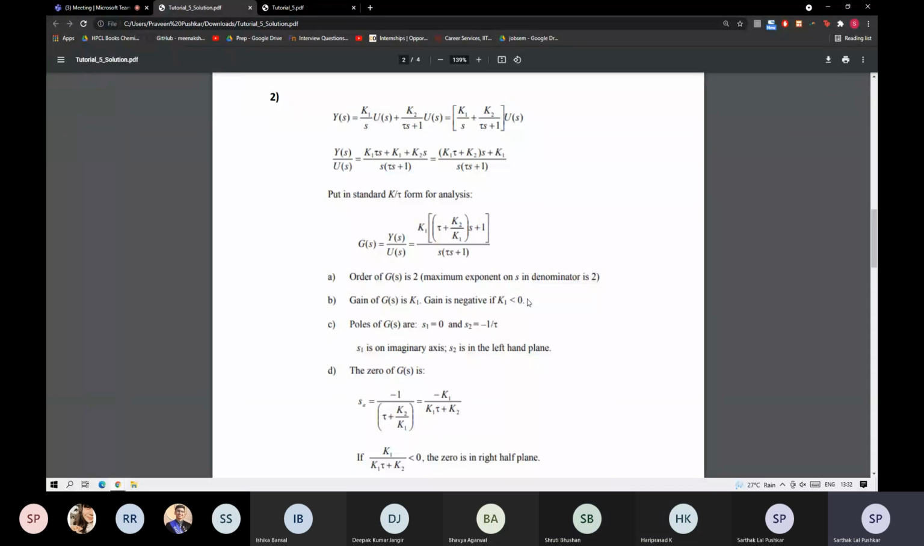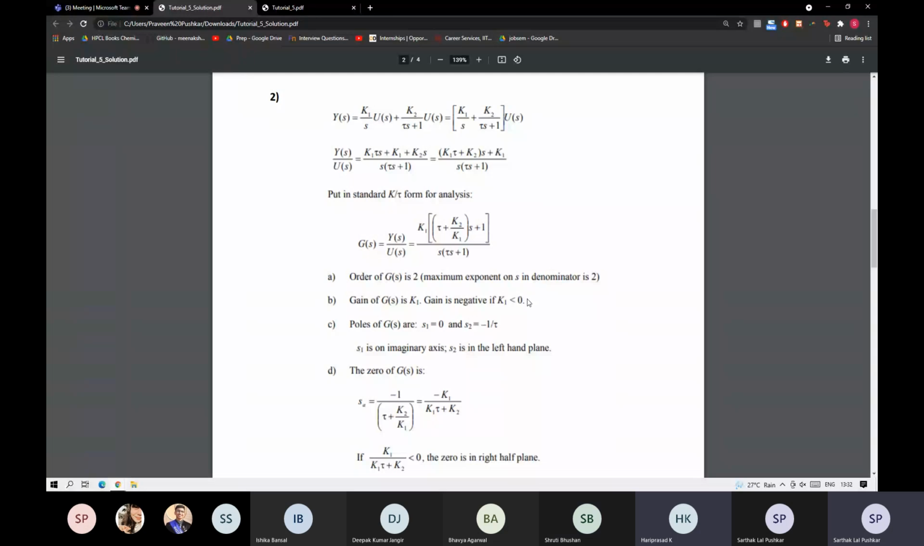Okay, sir. If there is a 1 by s standalone, don't apply that condition. If the numerator and denominator should have an s plus b form, then only you apply that. If there is an s being standalone, don't apply it. It would give you a very weird solution. Got it? Okay, sir.